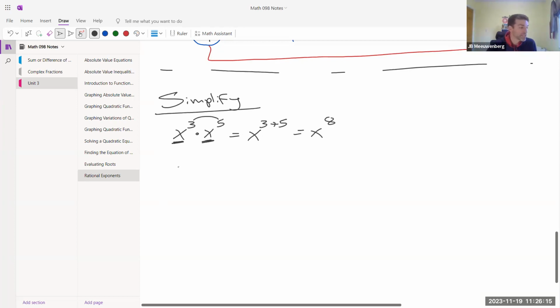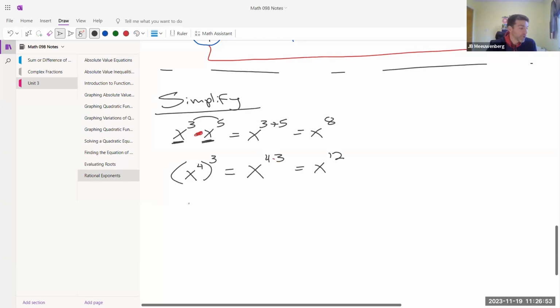Another one that we saw was the power rule. Maybe we have x to the 4th, and we put that to the, let's say, 3rd. Again, we can simplify it by only having one exponent instead of 2. There's our base. What do we do with these exponents? Multiply them, and it becomes x to the 12th. So in the first case, when they're being multiplied, we add the exponents. Here, where it's a power to a power, we multiply them, and we get x to the 12th.